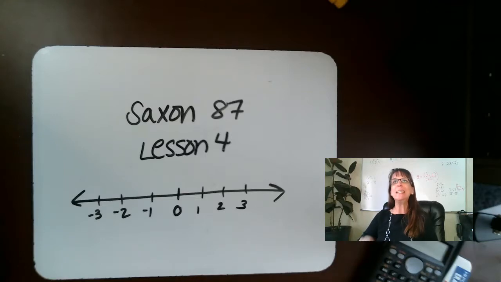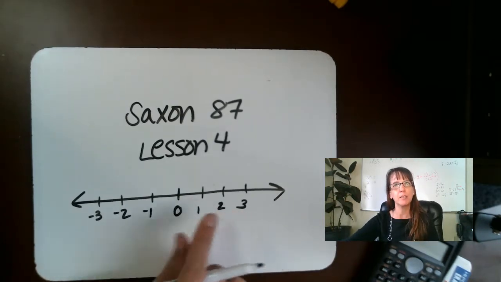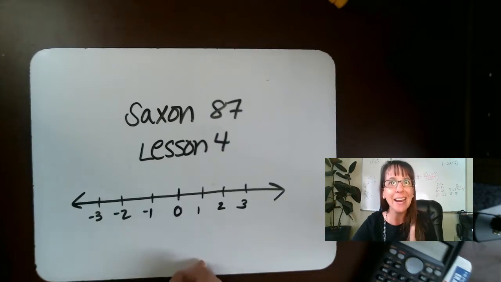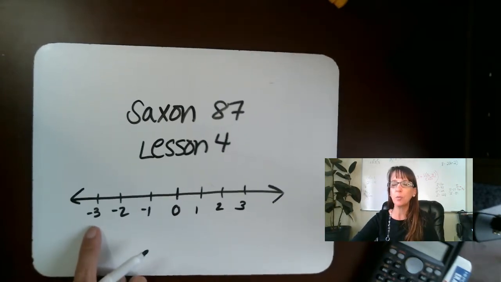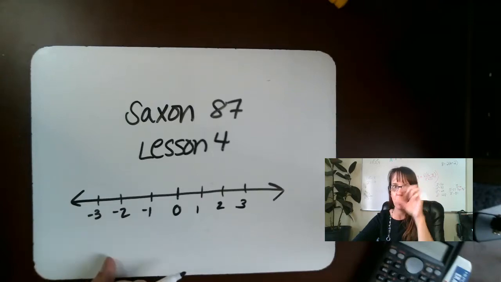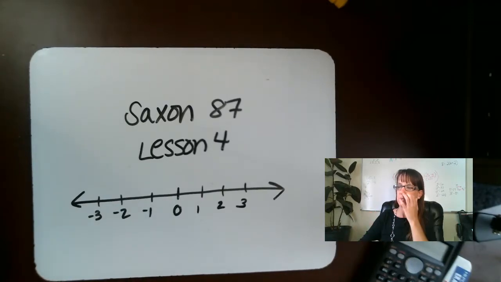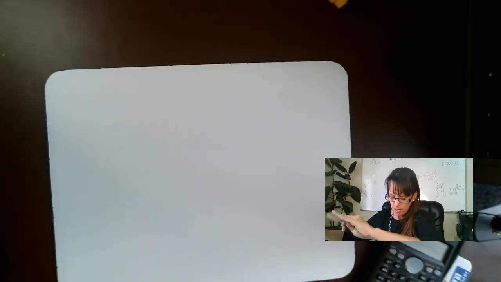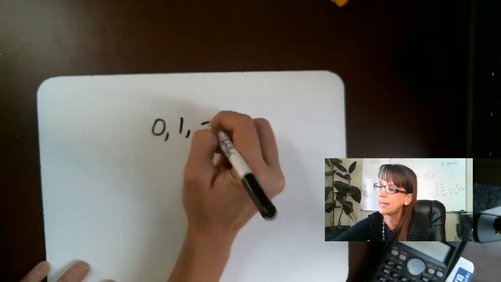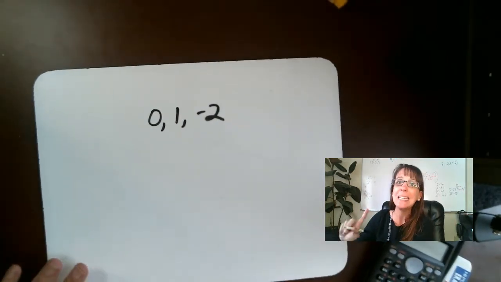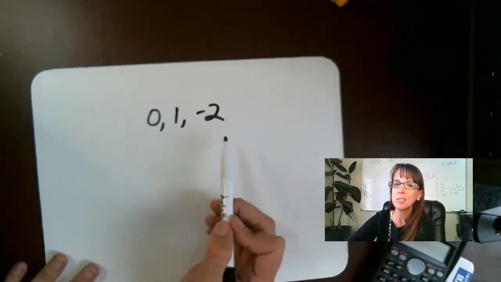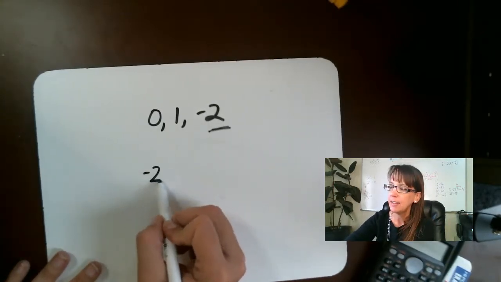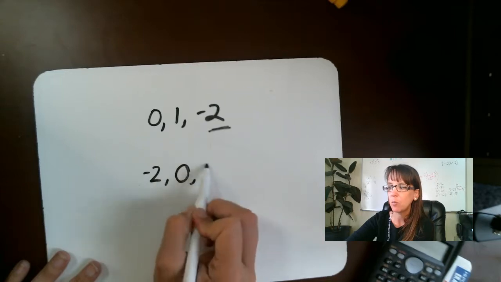The other thing is, with negative numbers, the further away from 0, the smaller the number. When we're talking about positives, 3 is obviously larger than 1, right? With negatives, it's flipped around. -3 is smaller than -1, okay? So you've got to keep that in mind. For example, if I asked you to put 0, 1, and -2 in order from least to greatest, you would start with the smallest one, which is -2. Then on our number line, we would have 0 and then 1, okay?